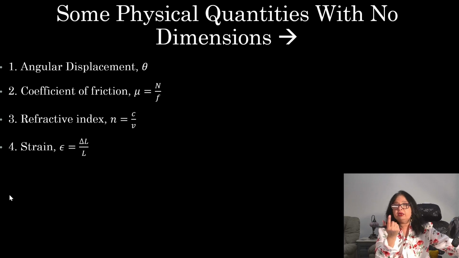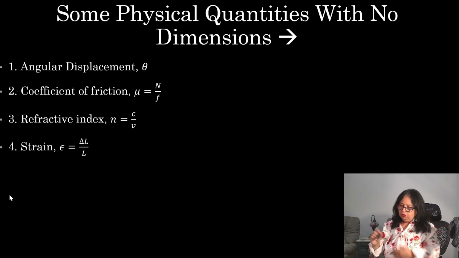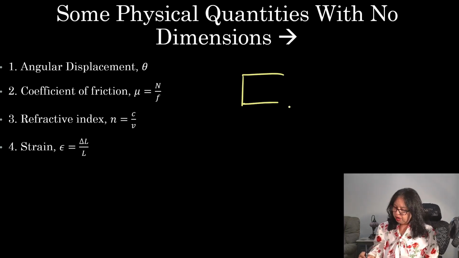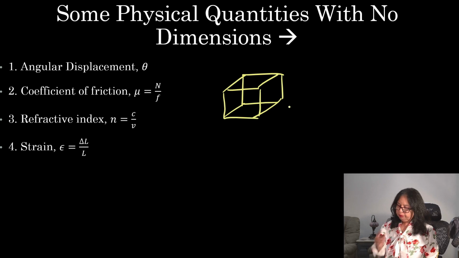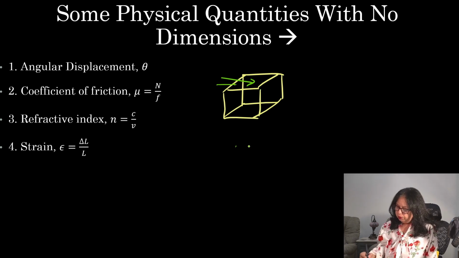Next one, strain. So if you take, let's say, a box and you push on it in such a way that it deforms. So let's see if I can draw anything here. So this was your box to begin with, right? Please pardon me, my drawing is extremely bad. And then you start pushing on it something like this. So what this will do is it's going to deform the box.